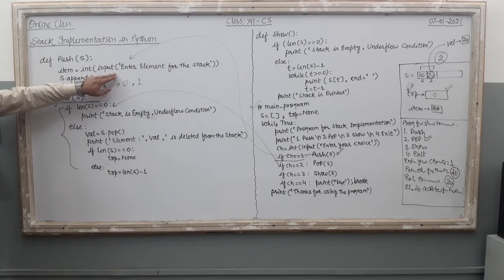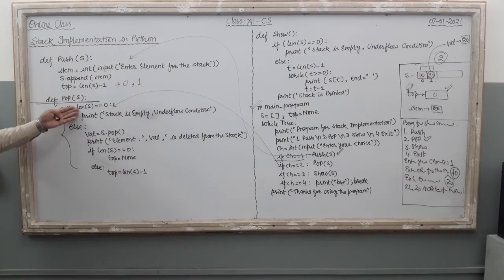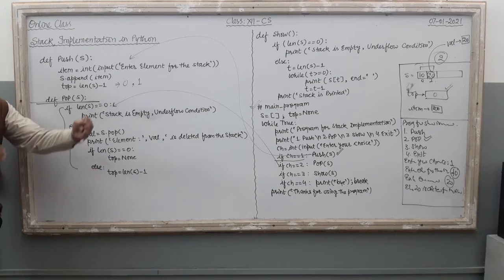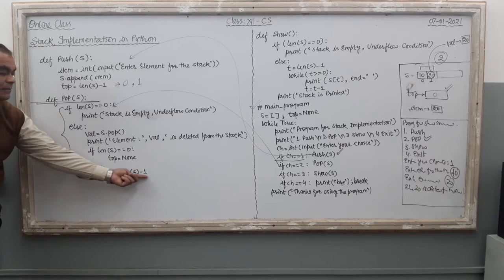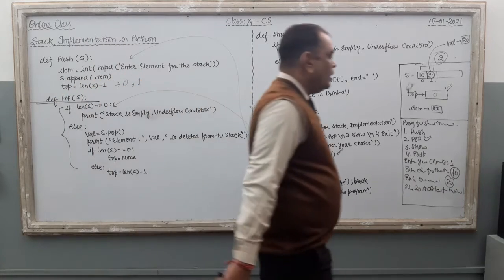Clear? When you insert an element, the value of top is going to increase. When you remove an element, the value of top is going to decrease. Here, just see len s minus 1. Right? Now, how to show the stack?